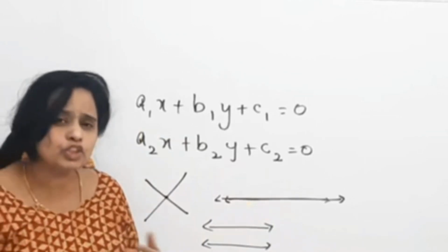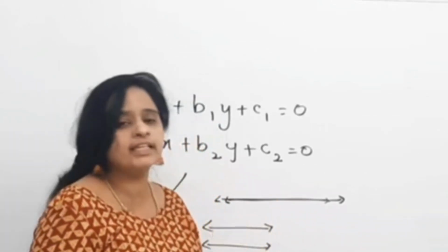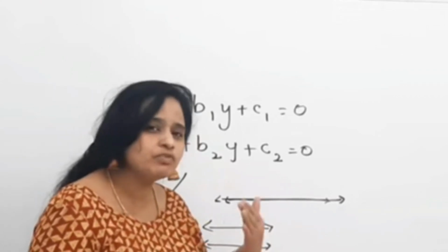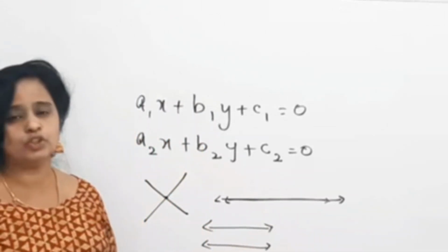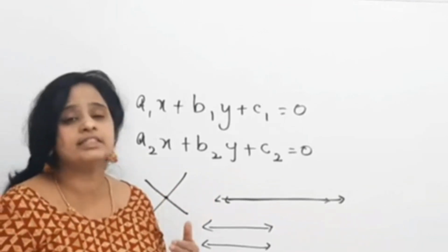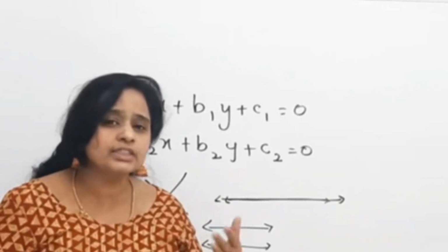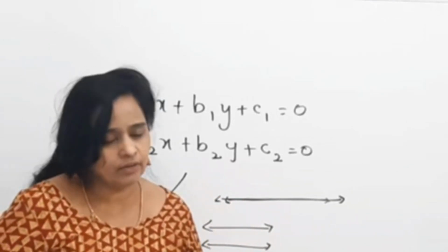Now we are going to solve some questions based on how to solve these equations. Solving means finding the values for x and y. There are two methods to solve these two equations. One is the elimination method, the other one is the substitution method. So we are going to see how to solve these equations using these two methods.